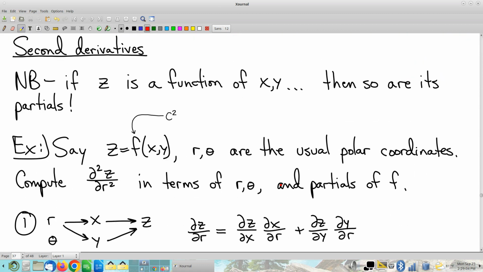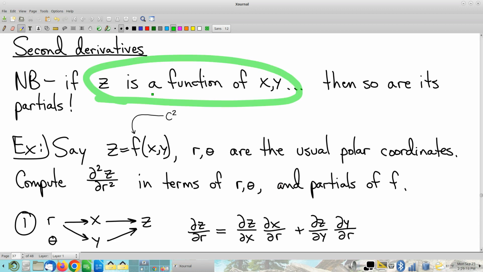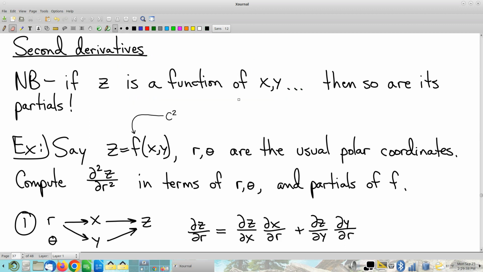So, second derivatives. The key point that we're eventually going to get to is what I start with here. If you have a function of a given set of variables, I've made this observation before. If z is a function of x and y, so are its partials. Right? If z is a function of x and y, then zx, for example, is a function of x and y also.